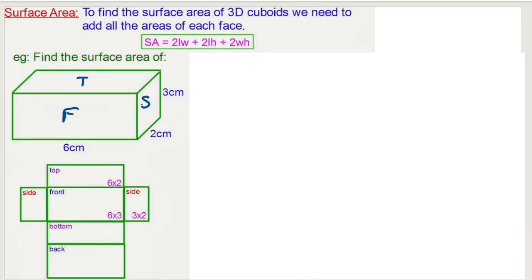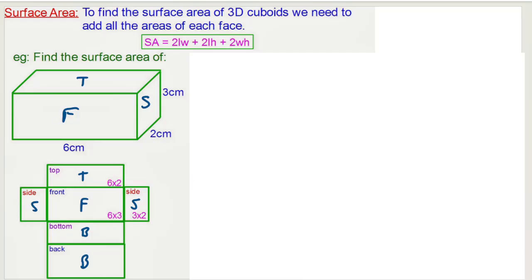the side. Now if I look on the net that we've got just underneath it, we've broken that into top, front, bottom, back, and the two sides. Now we can only see the top, the front, and the side. So if we think from the other three sides, the top is exactly the same as the bottom, the front is exactly the same as the back, and the two sides are exactly the same as well.